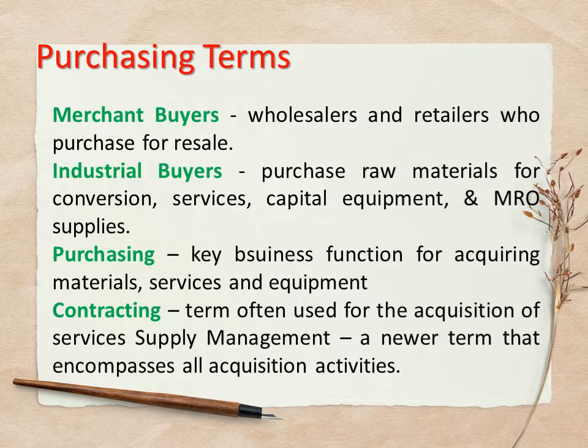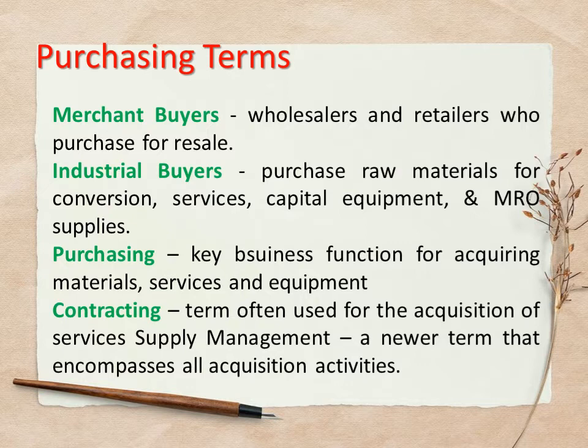Industrial buyers purchase raw materials for conversion, services, capital equipment, and MRO supplies. Those who buy materials for conversion, for manufacturing, are usually called industrial buyers.